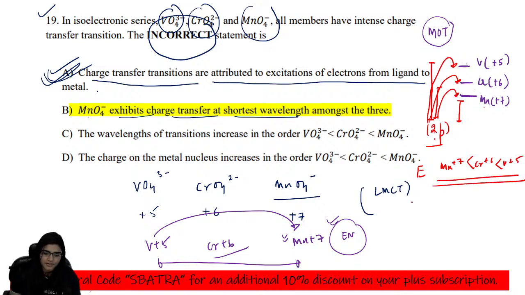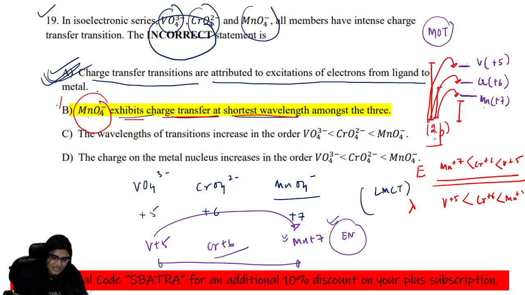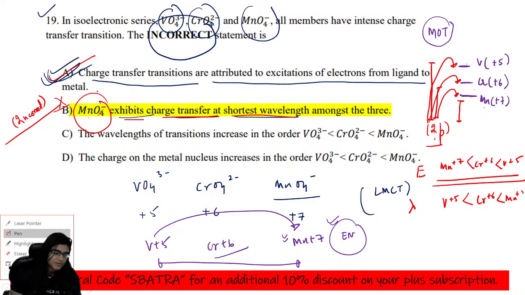If this is the order of energy, the lambda order would be just reverse. So V5+ will have the least wavelength, then chromium 6+, then Mn7+. That means Mn7+ will have the longest wavelength. So MnO4- exhibits charge transfer at shortest wavelength? No, this is an absolutely incorrect statement. So option A is definitely correct, option B is incorrect.